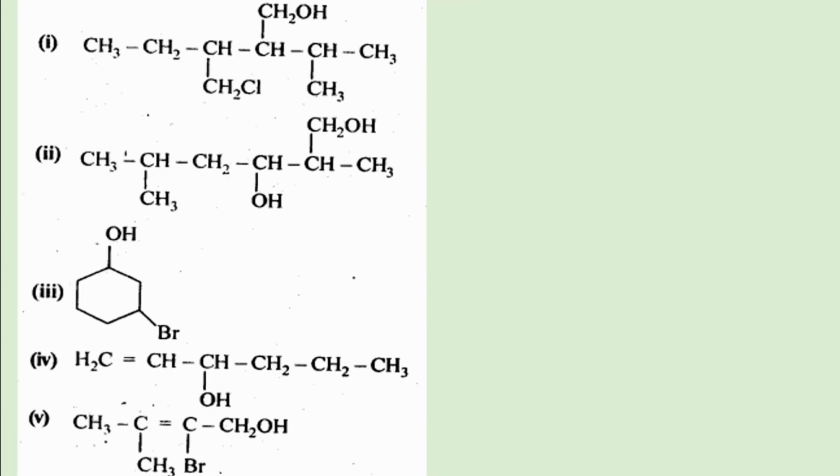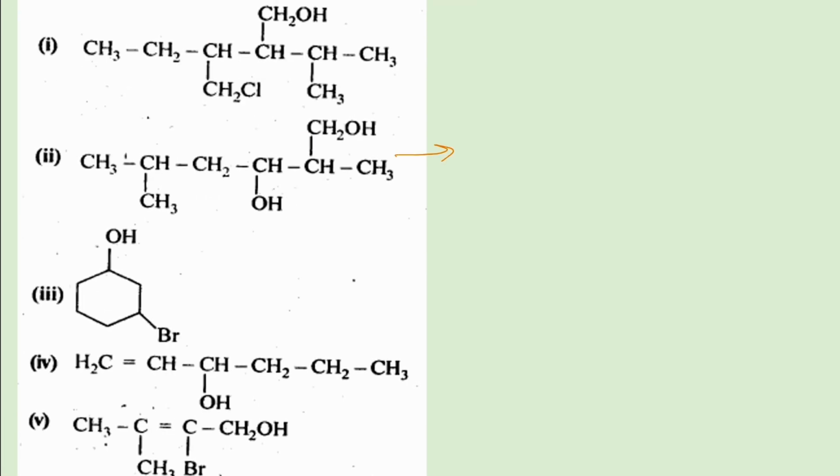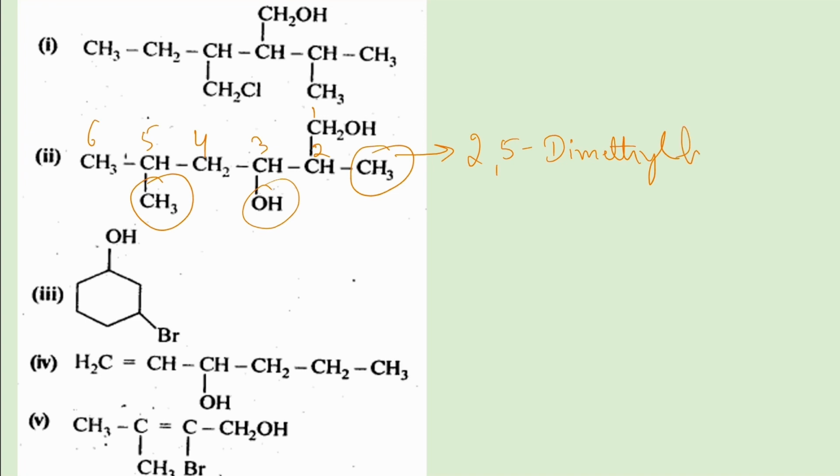Next is, let's write for the second one. OH 1, 2, 3, another OH 4, 5, 6. So this is hexane 1-ol. On the second carbon there is methyl, on the fifth carbon there is methyl. Simple. 2, 5 dimethyl hexane.